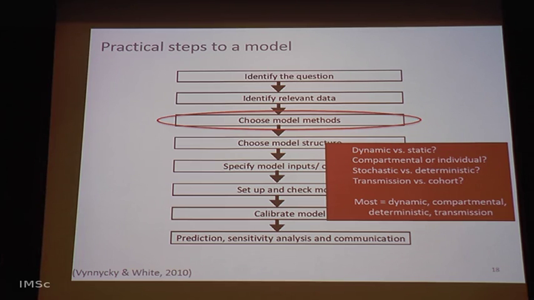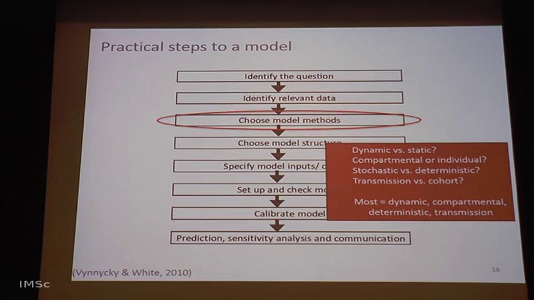So do you make your model dynamic or static? Do you think about allowing the level of transmission to increase as the number of infectious people in your model increases? Or do you include a static, so you think that your force of infection is relatively constant over time? Your population is relatively small within the bigger population, for example.